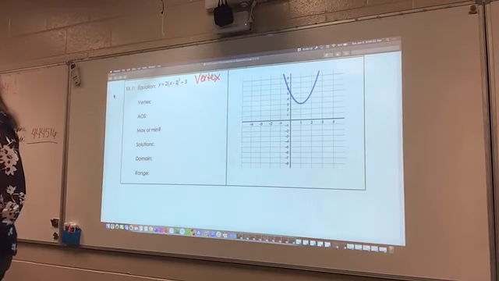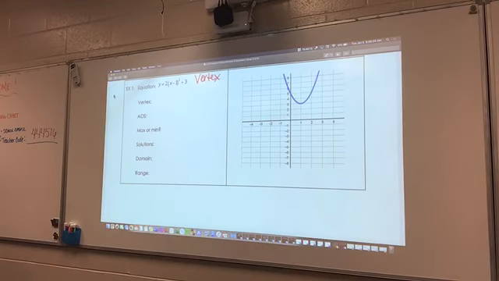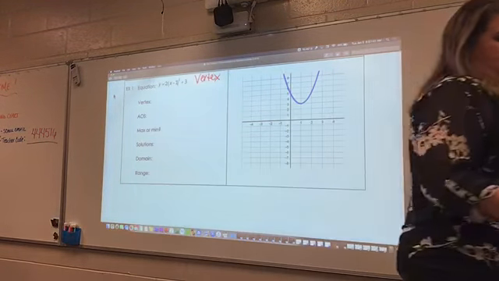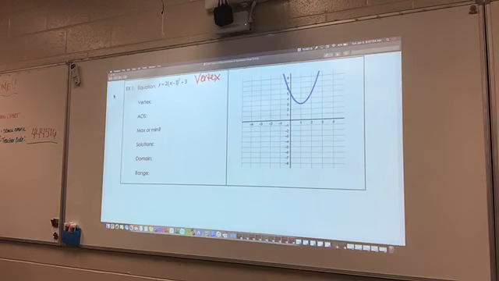James, you got it? For the most part. What did you get for your vertex? 3. I know what you mean. Say it again. It's okay. Remember, it's a point. X equals 1, Y equals 3. That's right. So 1, 3, right? Remember, it's an ordered pair format. So 1, 3 is the format that we write that in. Okay? Very good.